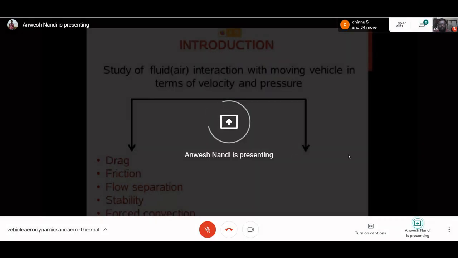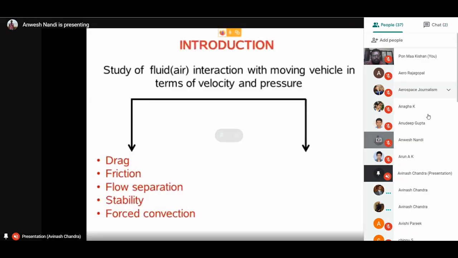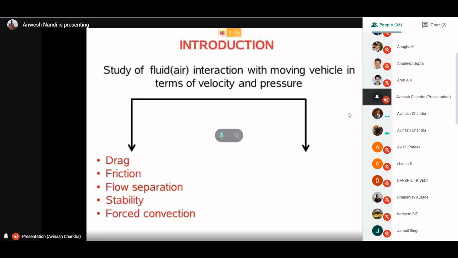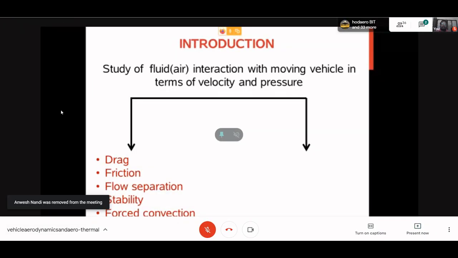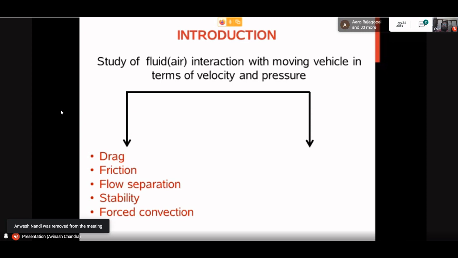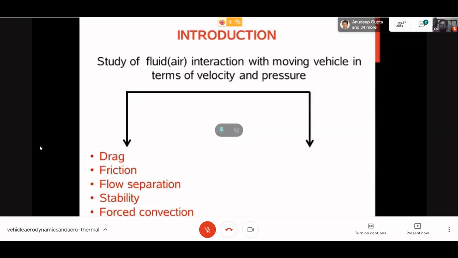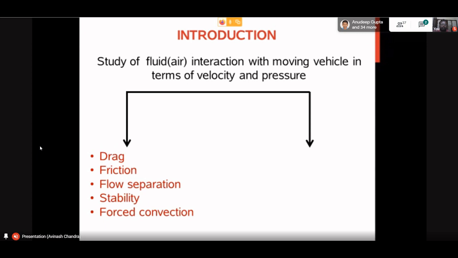Then we have friction. Friction is another, you can say, colleague of drag. Drag comes because of friction, because we are not simulating an inviscid fluid. The real fluids, air and water, have some viscosity. There is friction between the layers, and the object is not perfectly smooth. So drag and friction are the outcome.